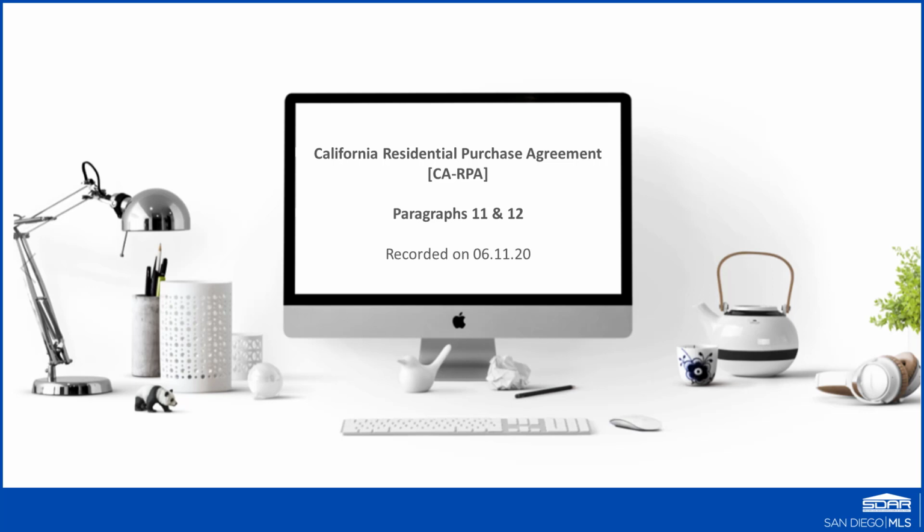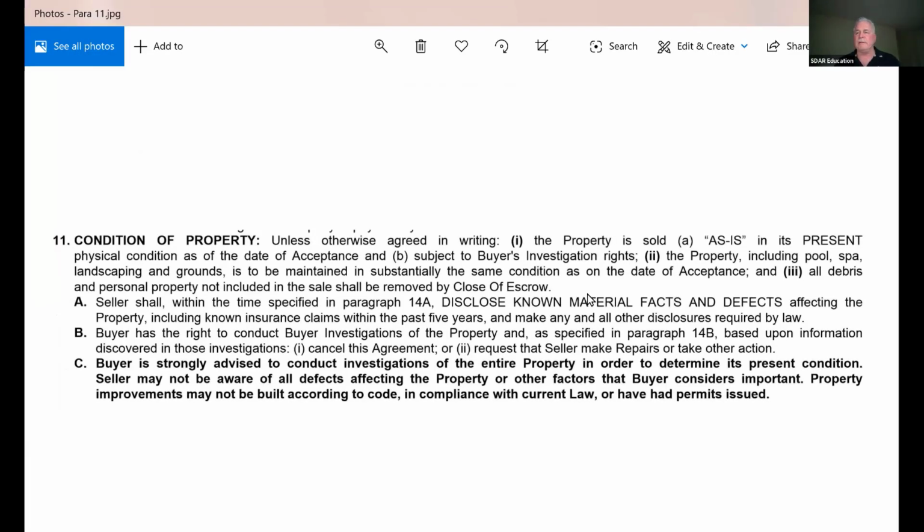Let's get started. So let's talk about paragraph number 11. I like paragraph number 11. I think it's probably, with the exception of purchase price and escrow and title, the most rewritten paragraph in our contract, and I think it is the poorest done. And I'll tell you why.